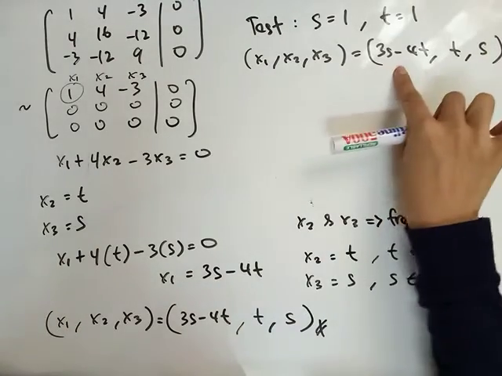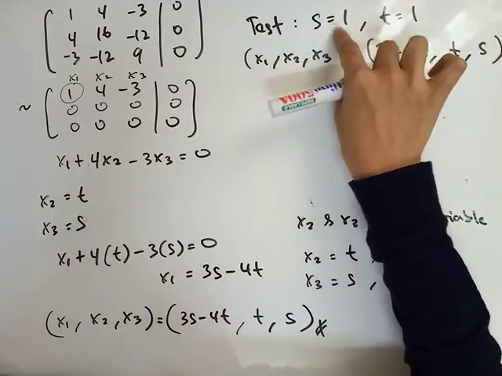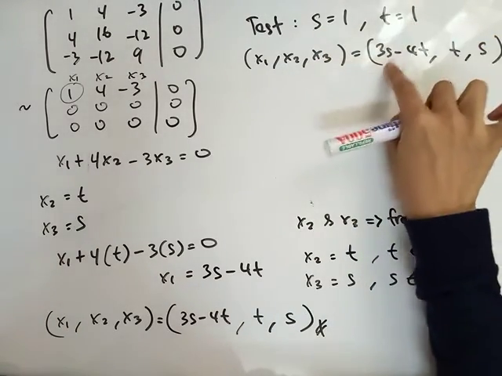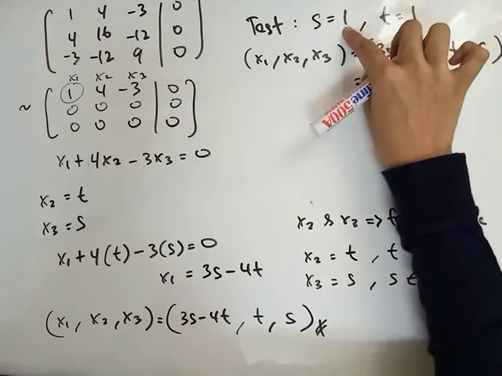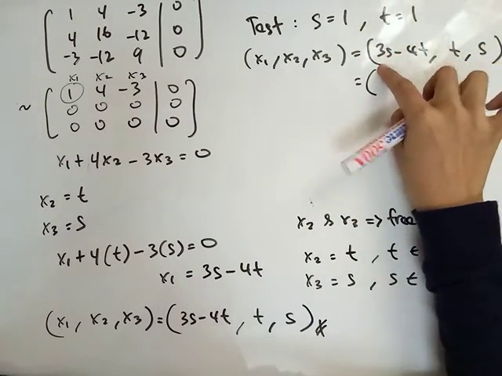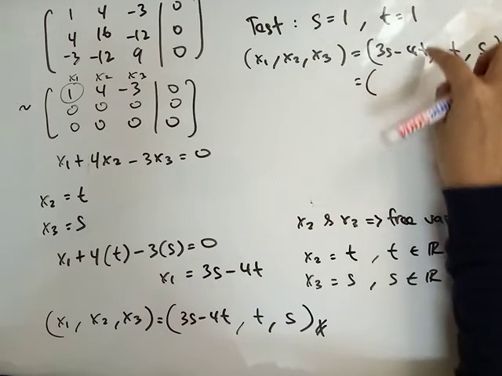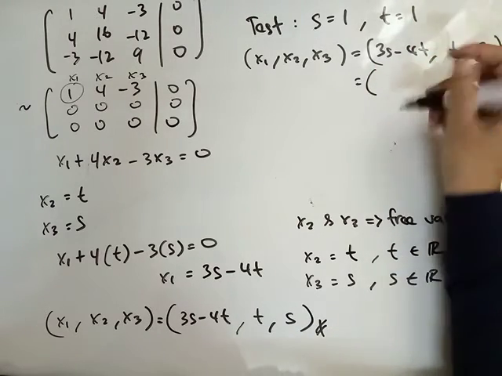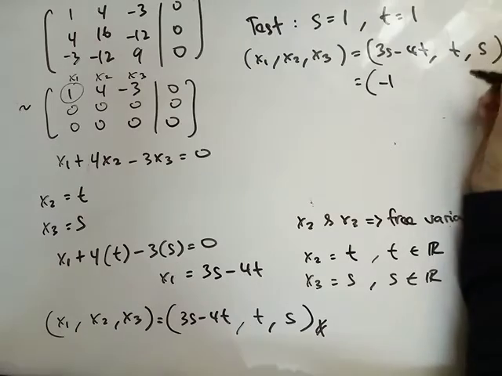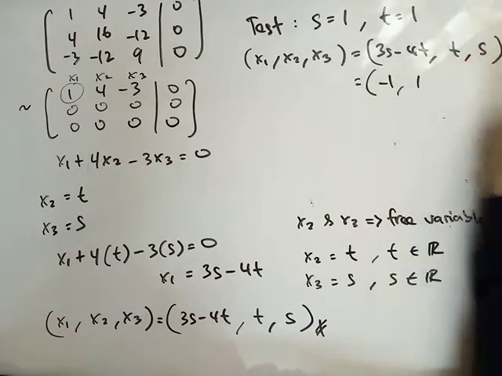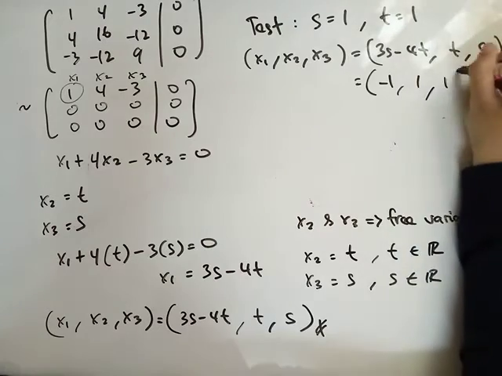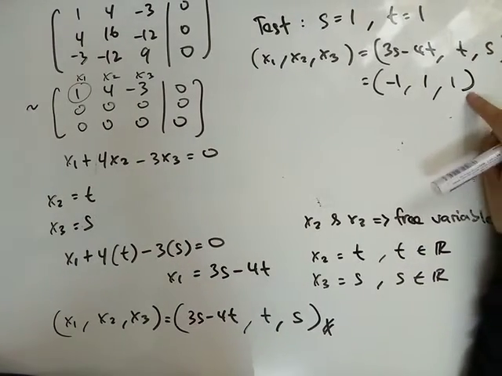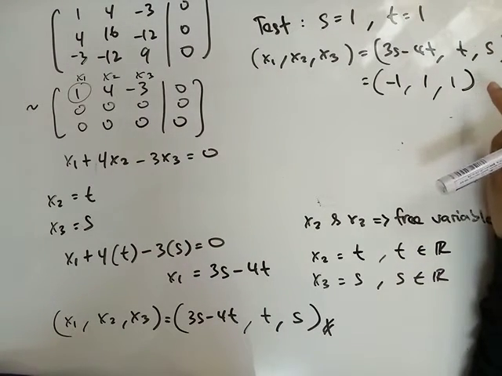Yang ni value dia. So when we let s equal 1 and t equal 1, substitute into this value. When s equals 1, 1 times 3 we get 3. When t equals 1, 1 times 4 we get 4. So 3 minus 4 we get negative 1, right? And then t is 1, s is 1. So this is going to be a solution to the system of linear equations.